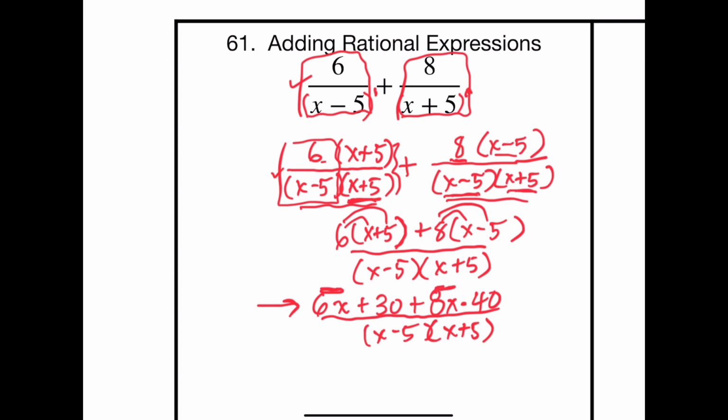6x and 8x are like terms. They would add to 14x, and 30 minus 40 is negative 10. I'm going to put that back over the common denominator of x minus 5 times x plus 5. And so my answer would be 14x minus 10 over x minus 5 times x plus 5.